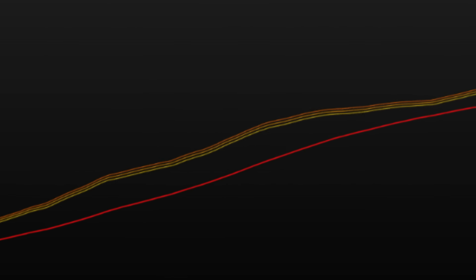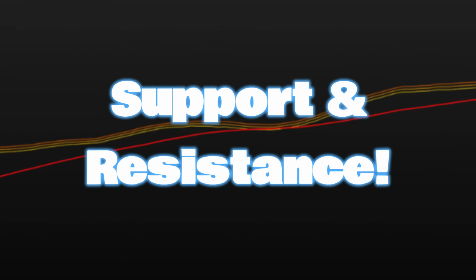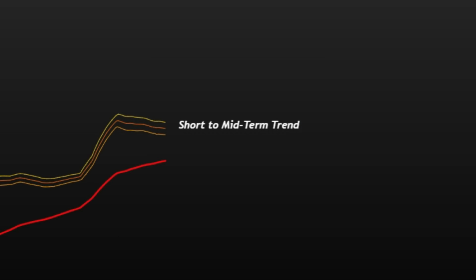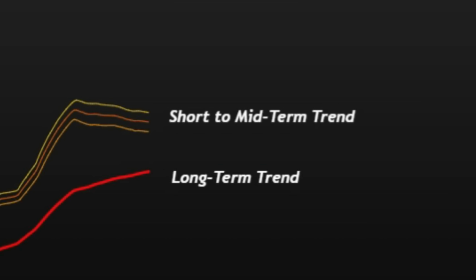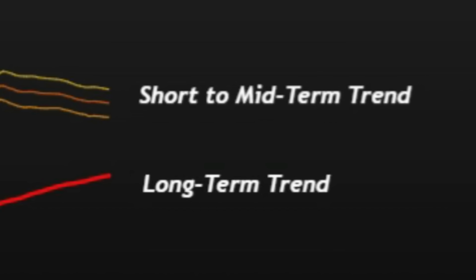The very first feature of this indicator that we're going to use is its power as support and resistance. The first 3 orange lines act as short to mid-term trend indicators, while the red line represents the long-term trend. It's the relationship between these 4 lines that creates unbelievable trading opportunities, giving you a clear view of where the market might bounce, reverse, or continue its trend.